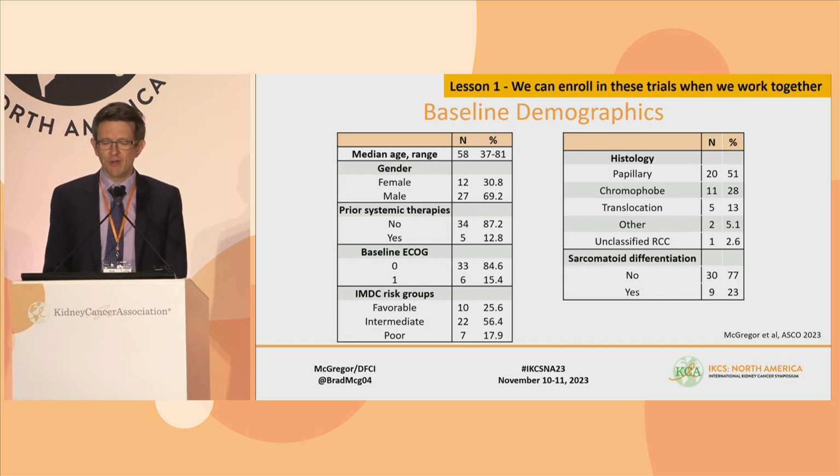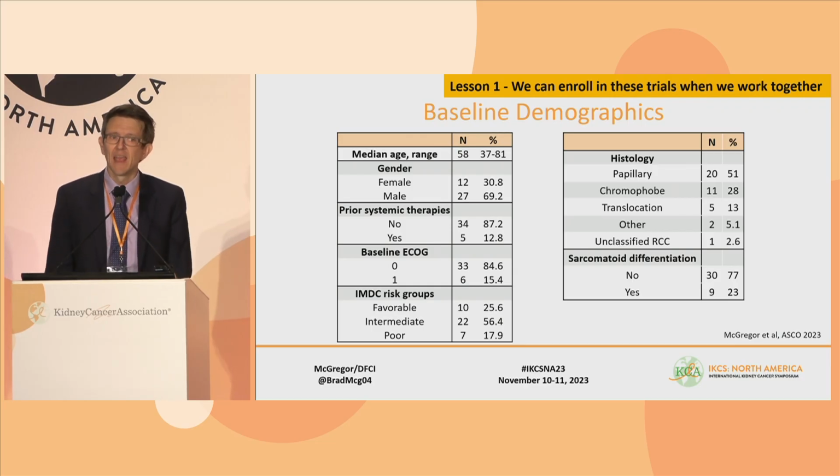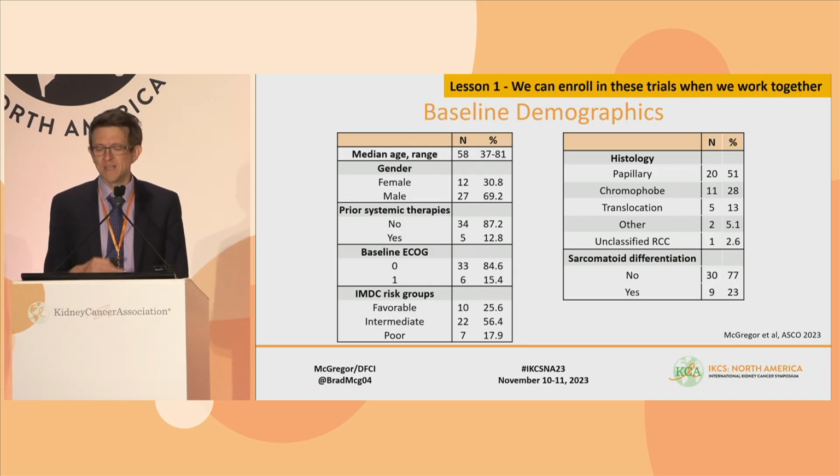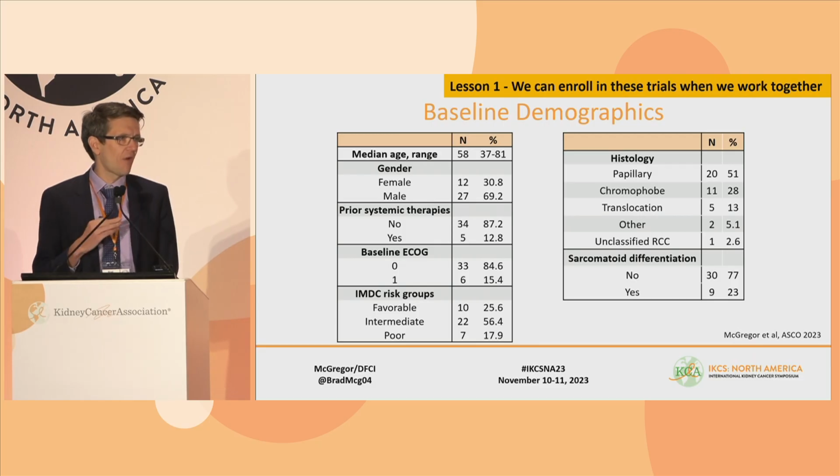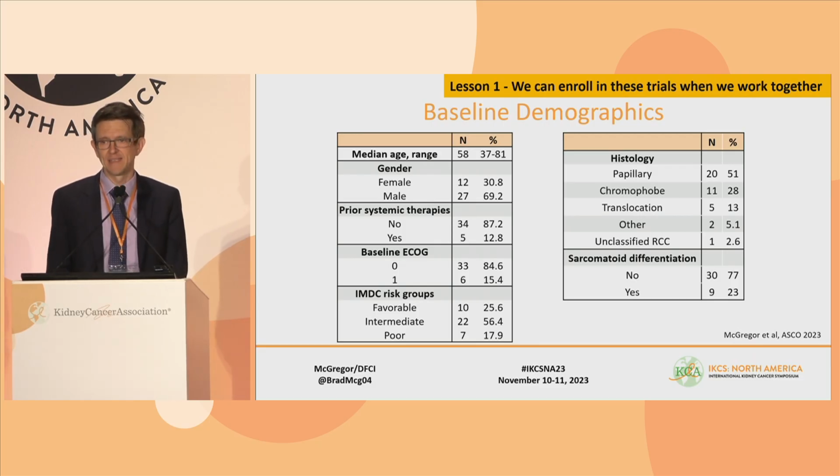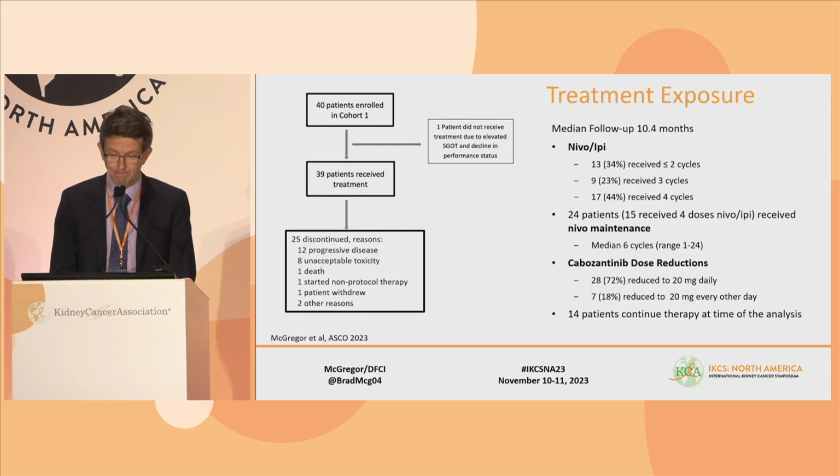Looking at the baseline demographics here, the key things I want to point out from the trial is that a majority of these patients were intermediate risk disease, and we had a variety of histologies. And I think it's important to note, we just say papillary. We now know all these papillaries are incredibly different. Chromophobe, translocation, and we had a decent percentage with sarcomatoid differentiation at around 23%.